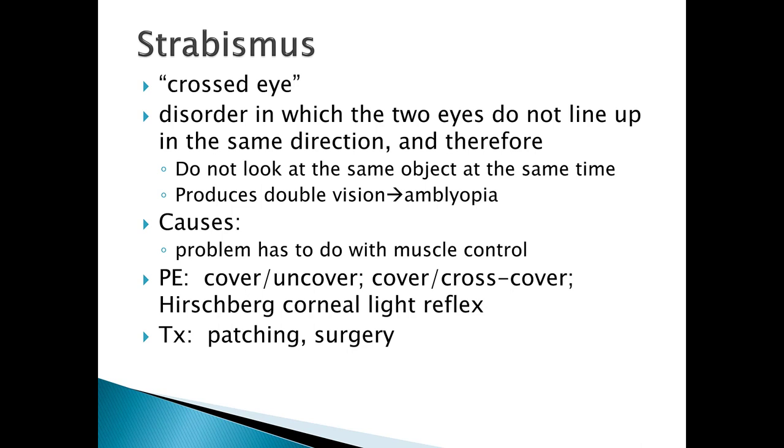The treatment for this is patching. We want to patch the good eye to force the bad eye to work, so that hopefully normal visual acuity can develop in that eye. Sometimes surgical interventions are appropriate. Let's say the eye muscle is misplaced on the eye. If you cut the muscle and move it into the correct position, hopefully the eye will realign. But again, depending on the actual underlying cause of the strabismus, that's how you target your treatment.